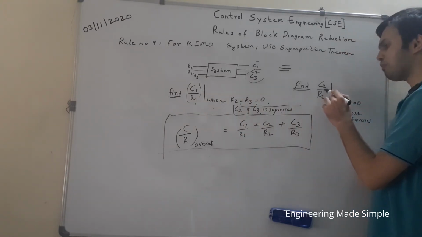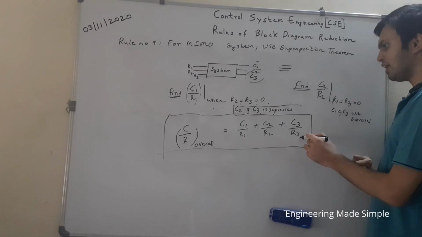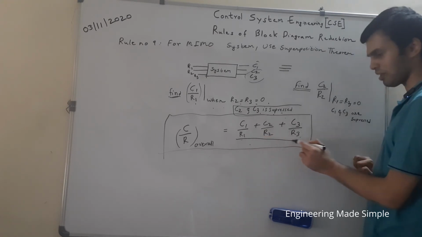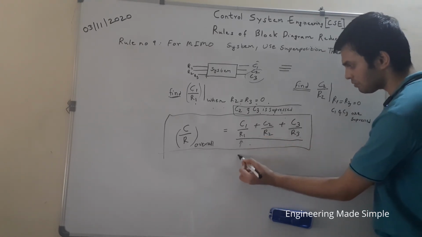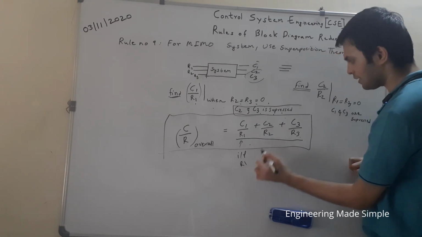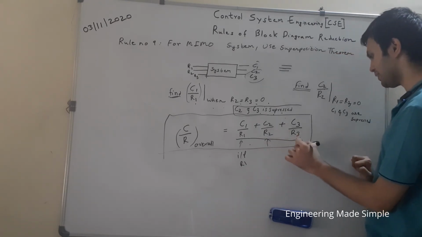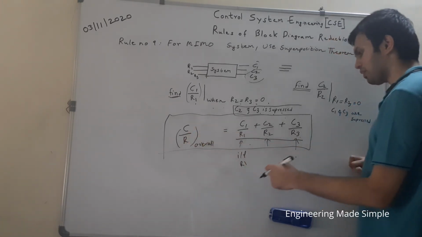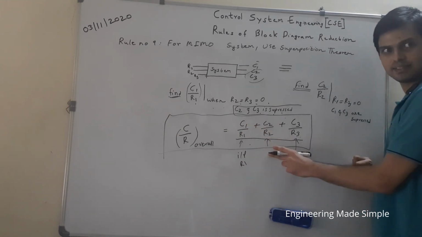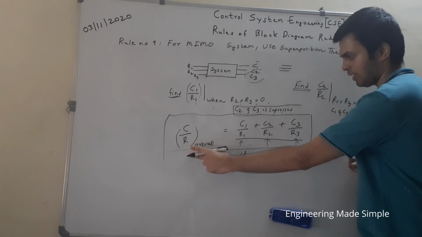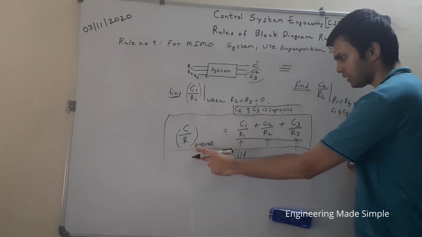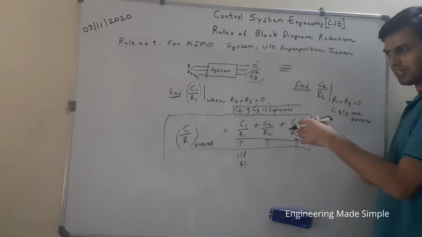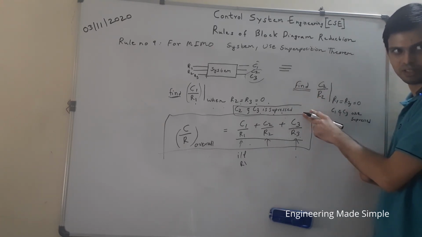Similarly, we find C2 by R2, and similarly we find C3 by R3. Now, if we want to find the overall transfer function, we need to add these 3 individual transfer functions. The C1 by R1 is due to input R1, C2 by R2 is due to input R2, and C3 by R3 is due to input R3. To find the overall transfer function of the multiple input, multiple output system, we need to add these 3 transfer functions. This rule will become clear when we do examples on block diagram reduction, in which I will take one example of a multiple input multiple output system as well. So at that time it will be clear.